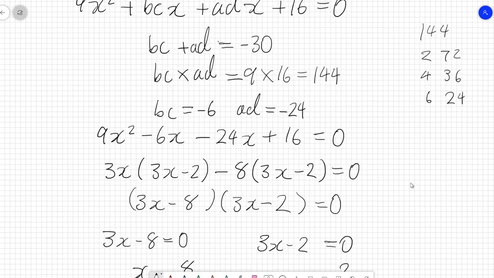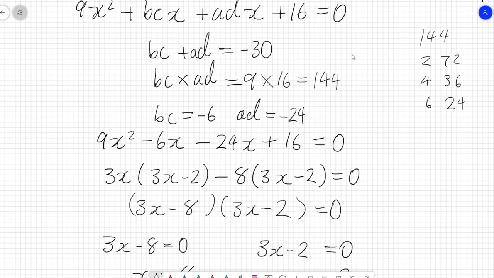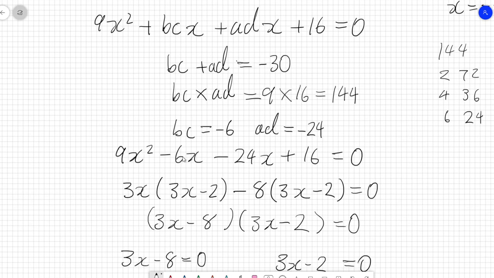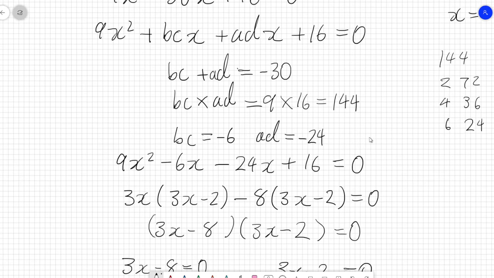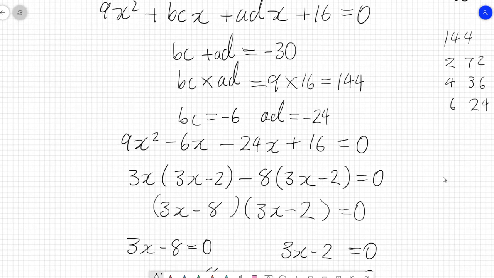One key point to take away is to make sure you split the middle term correctly. When you split the middle term, the sum of these two coefficients has to equal the middle term in the original equation, and the product of these two coefficients has to equal the product of the first and last terms of the original equation, and that's pretty much it.